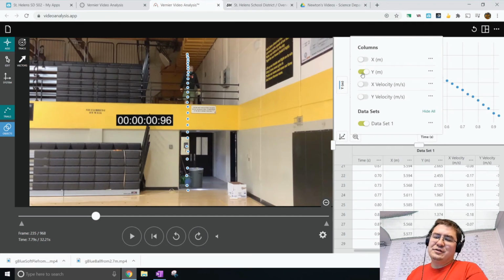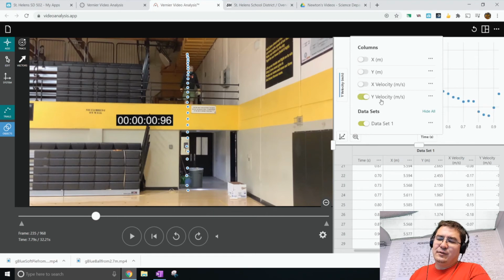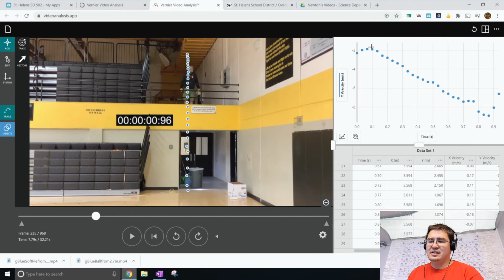Now the other thing you can do is you can click on this, and instead of graphing y, which would be the height, you can graph the y velocity, which is how fast it's falling. Now this one's a little harder to read, but you can see the velocity is getting bigger and bigger in the negative direction. So the ball is falling faster and faster, and the velocity keeps increasing, or I should say speeding up. It's speeding up downwards, so that's why it's going negative, but that downhill slope tells us the ball is speeding up.